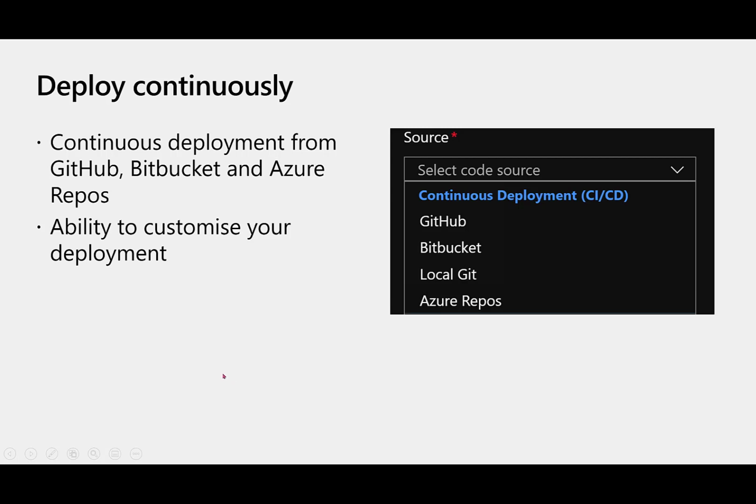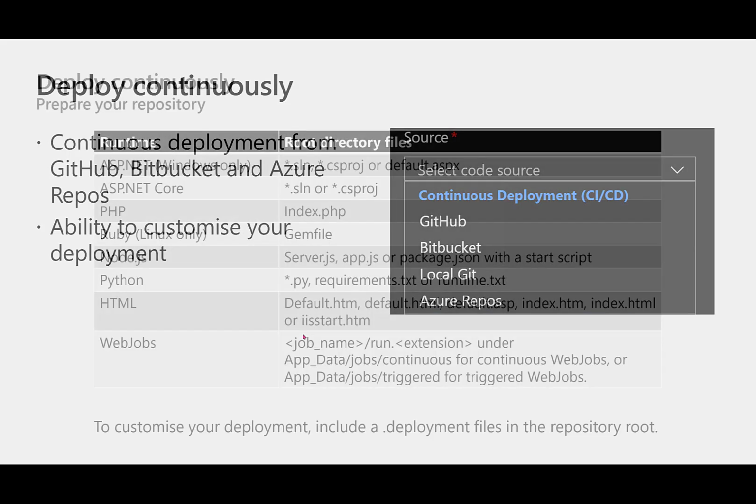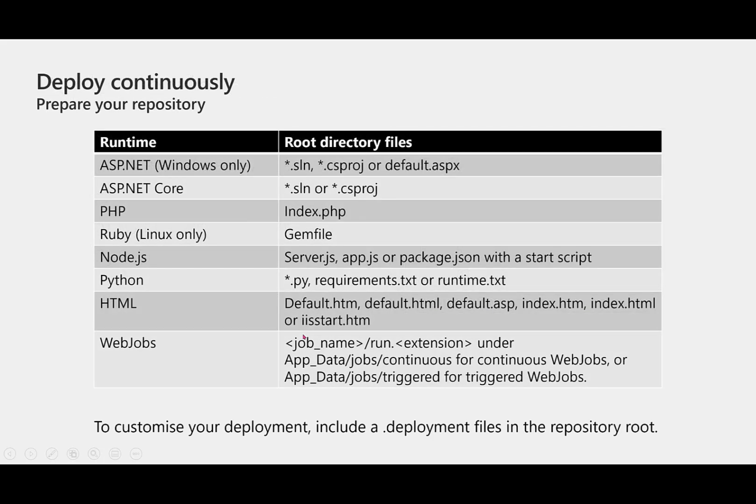So let's see what we have to do to configure continuous deployment. First thing you need to do is prepare your repository. So you need to make sure that you have got the correct files. For example, if you are in .NET, you want to make sure that you have got these .sln, .csproj, or the default.aspx files. If you are in ASP.NET Core, then you want to make sure you have got these files here. If you are in PHP, then you want to make sure you have got index.php.